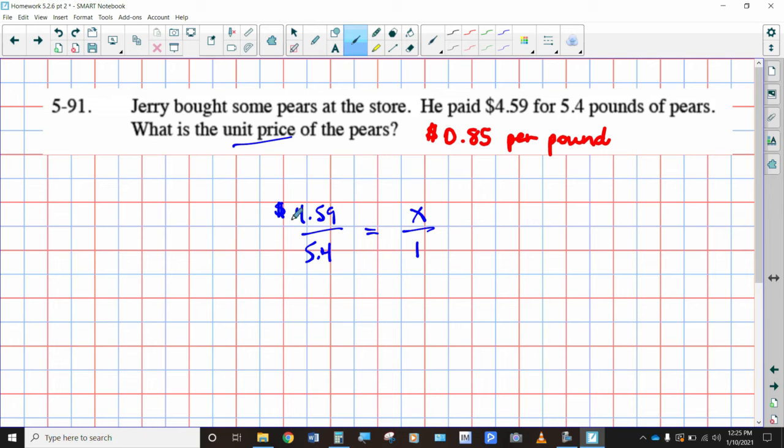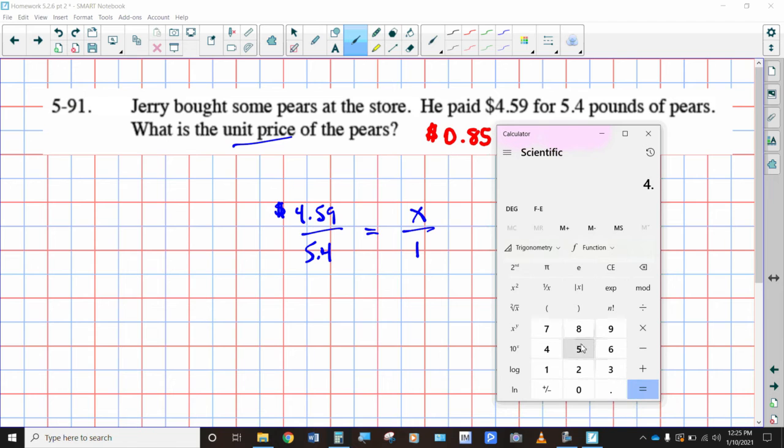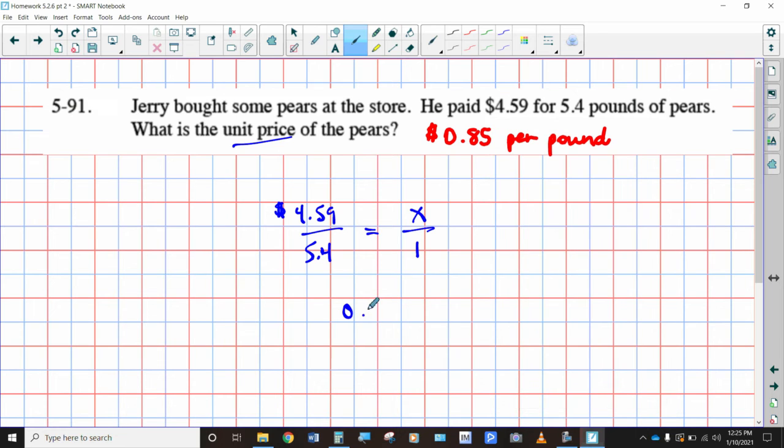So how do we do this? Well, to find the unit rate, you do division. And go ahead and use your calculator. $4.59 divided by 5.4 will tell us the price per pound. So $4.59 divided by 5.4 ends up being a terminating decimal. How nice is that? We didn't have to round it off. That ends up being $0.85 per pound, which is what we've got written there.